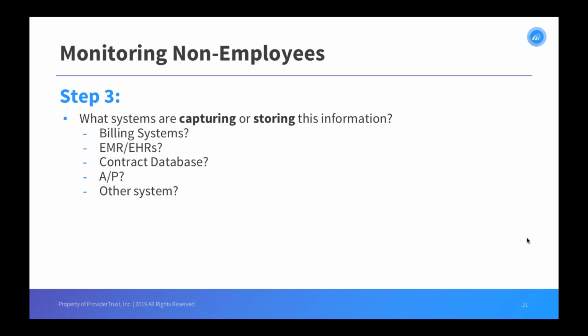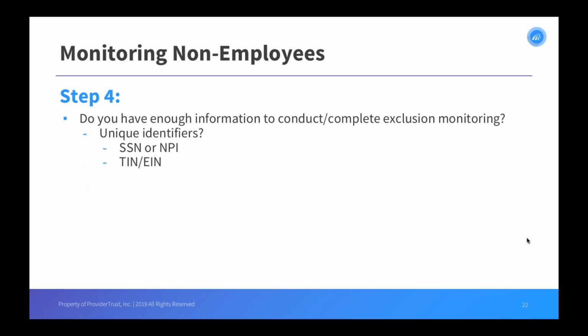So for step 4, now it's really, do I have enough? Do I have unique identifiers? We talked about Social Security numbers, right? For these non-employed practitioners, it's pretty difficult to think that they would possibly give us a Social Security number. Realistically, it's the NPI number that we would be focusing on. It's possible that you would have a tax ID number or an EIN number, but again, you're not paying these practitioners. So most likely, there's only one unique identifier that you would be collecting on these non-employed practitioners.